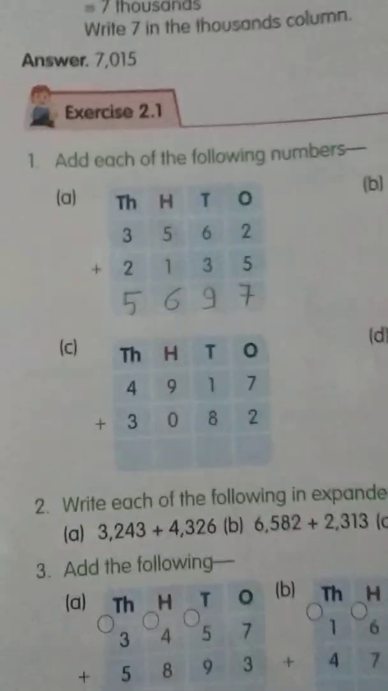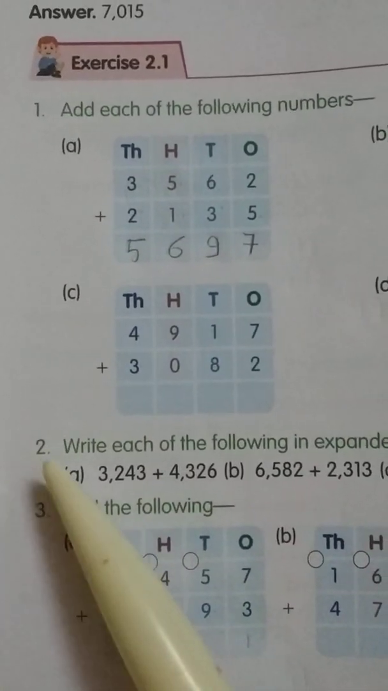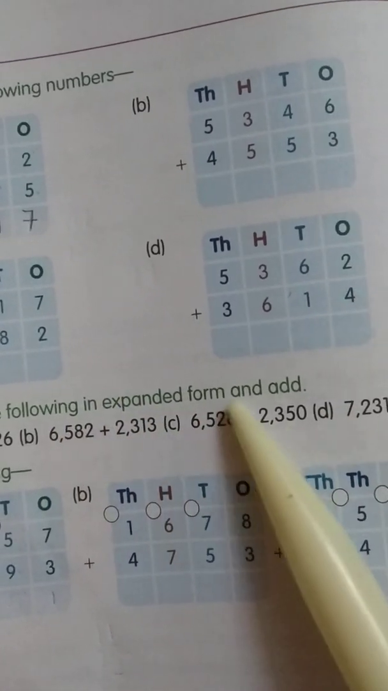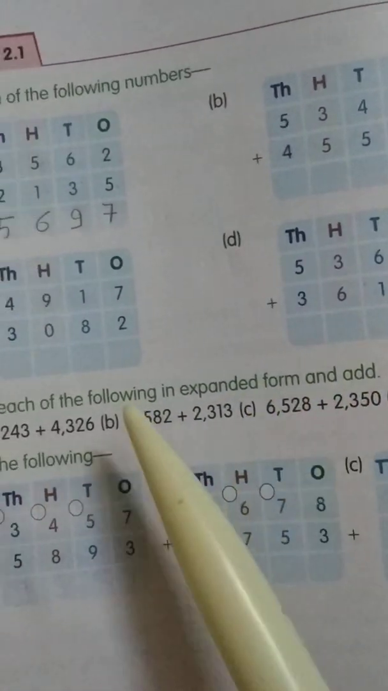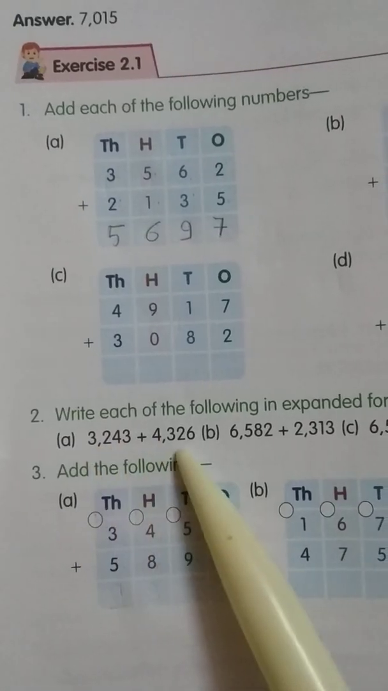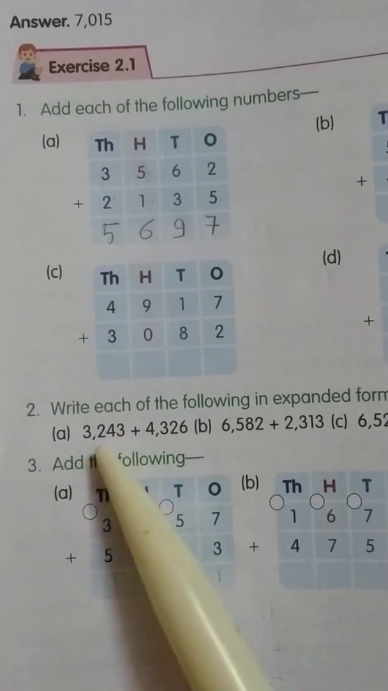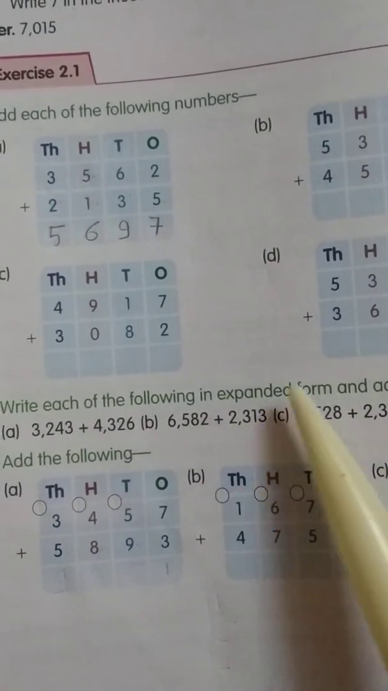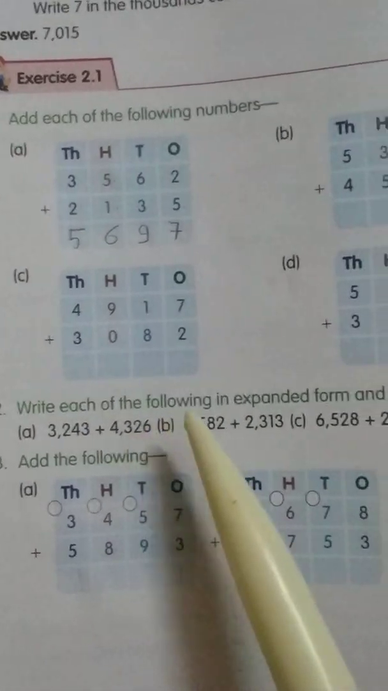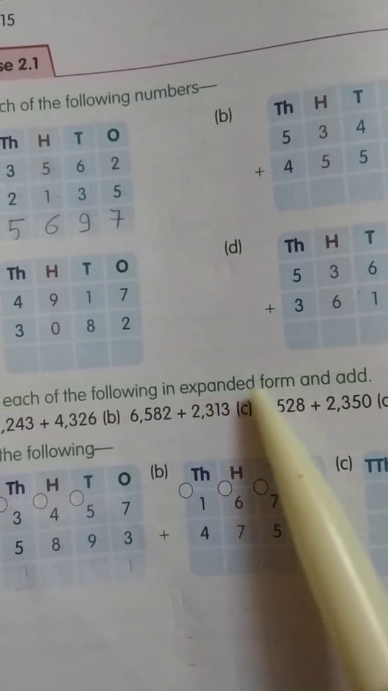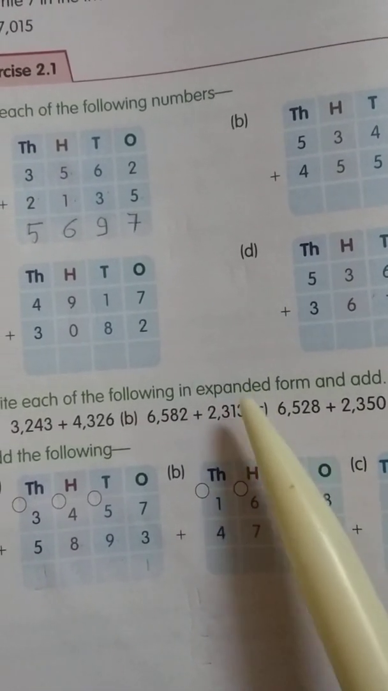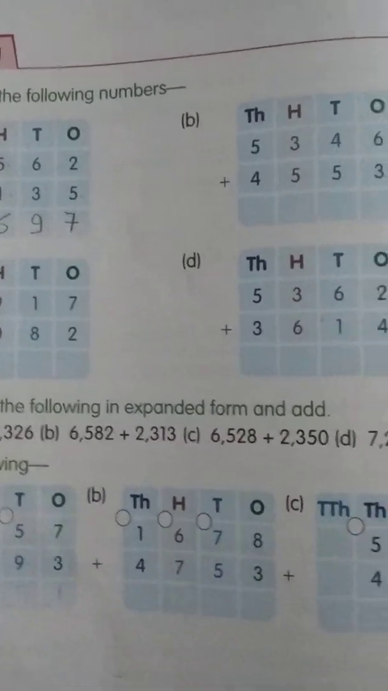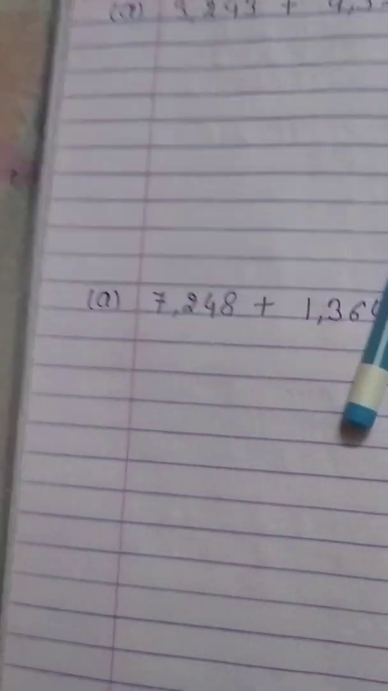Now, question number 2. Write each of the following in expanded form and add. Now, we are given two numbers here. We have to add both these numbers, but we also have to write the expanded form of both these numbers. Now we all know what the expanded form is because we have already understood this in the previous chapter, right? So we can understand this here.